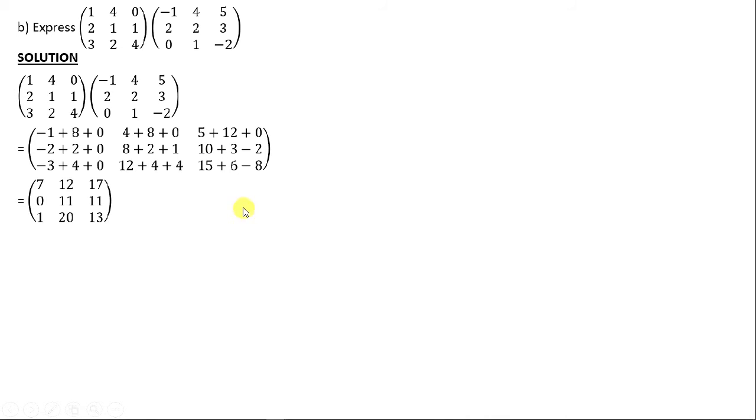Then we can simplify. -1 plus 8 is giving us a +7. 4 plus 8 is giving us 12. 5 plus 12 is giving us 17. -2 plus 2 is giving us a 0. 8 plus 2 is giving us 10 plus 1, 11. 10 plus 3 is giving us 13 minus 2 is giving us an 11. -3 plus 4 plus 0 is giving us a 1. 12 plus 4 is giving us 16, plus 4 is 20. 15 plus 6 is 21, minus 8 is 13. So that is how it's going to be when we express it as a single matrix.